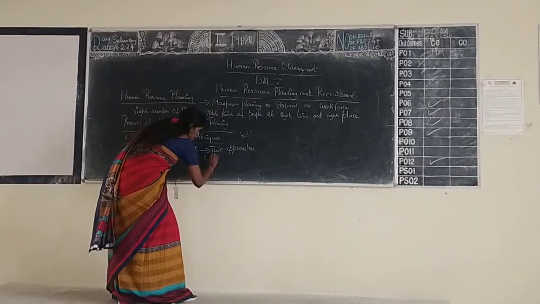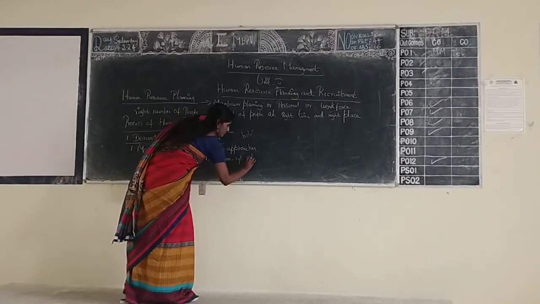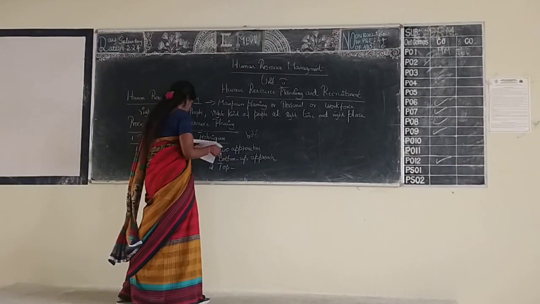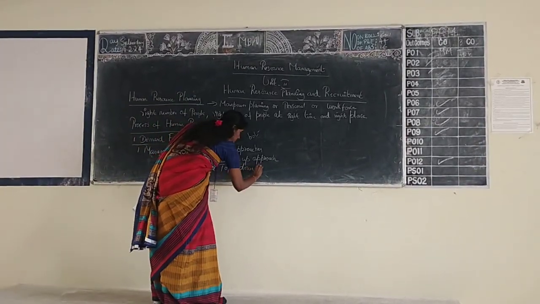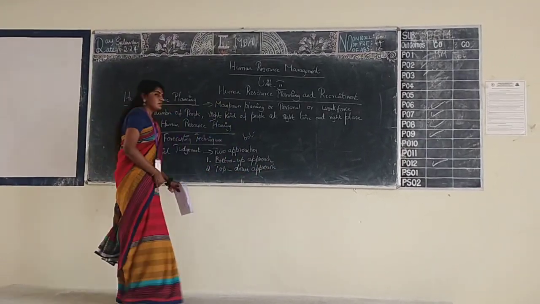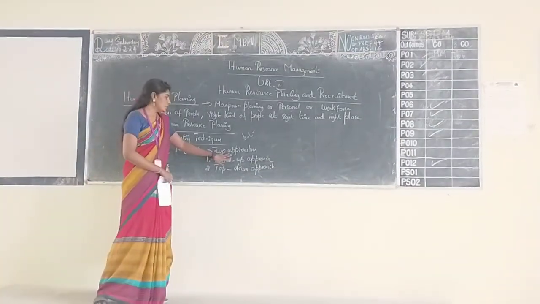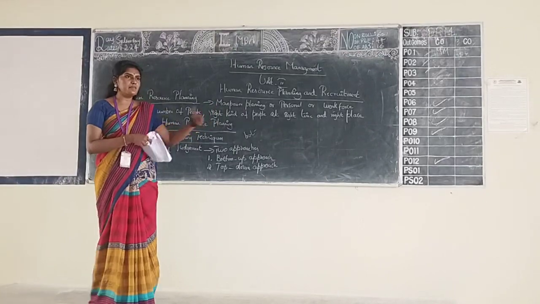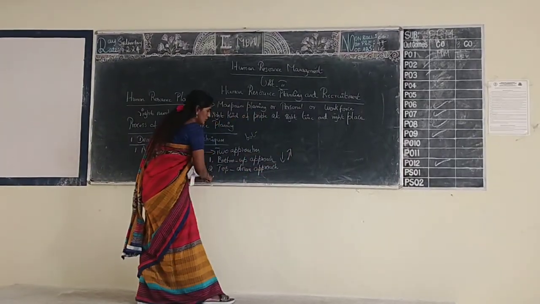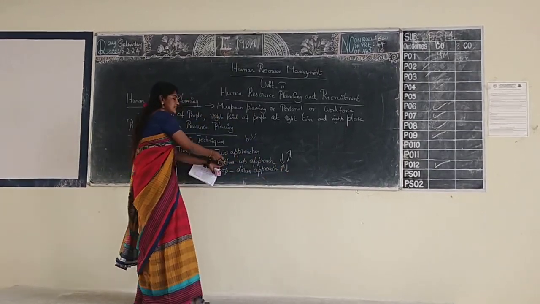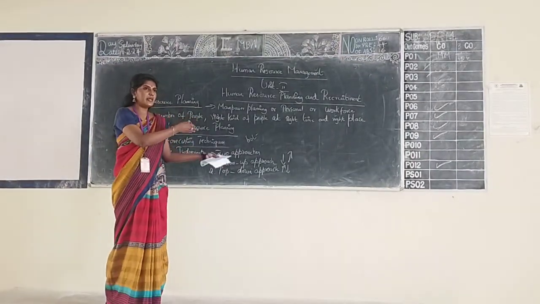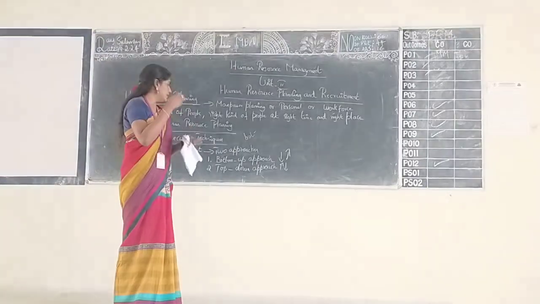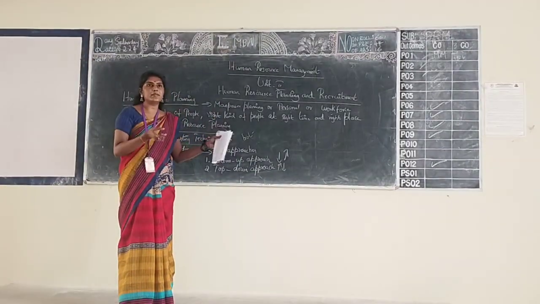So the two approaches are the bottom up approach and the top down approach. Bottom up means from below, that is lower to higher. Top down approach means higher to lower. Bottom up is from the employees to the top management, where the department heads submit the requirements to the top management. Top down approach means the top management determines the manpower requirements.